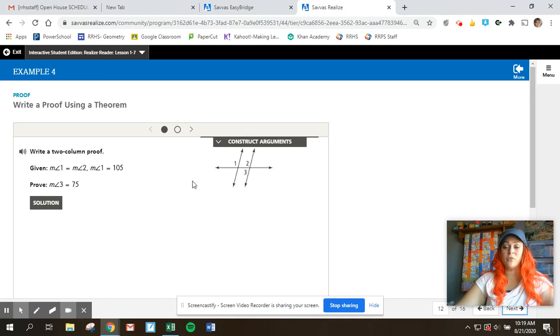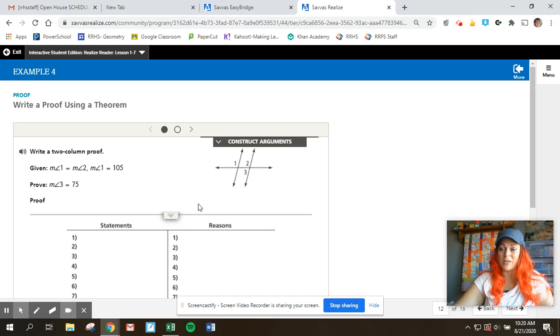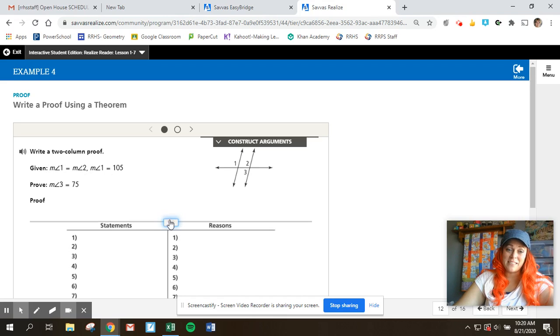All right, so writing a proof using a theorem. We just talked about all these rules, so now what? So what you're going to do is write a two-column proof. Now to show you this, I just want you to see it so you remember what it looks like. I'm going to hit the solution, and notice it's a two-column proof. Where do you start every proof? The given. So go look at the given. I'm going to start with exactly what it says right here, the given, and I'm going to see if that's what they started with.